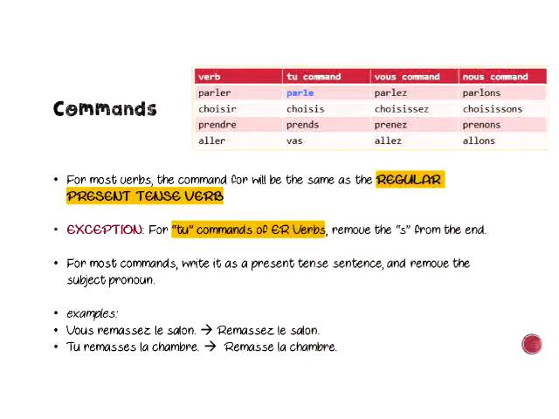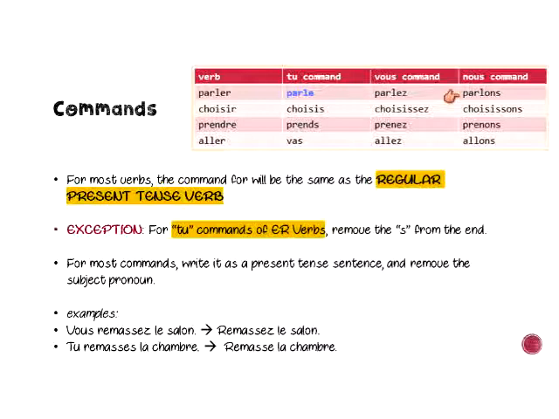All right, moving on to the grammar for this unit, which is commands. So for most verbs, the command form will be the same as the regular present tense form of that verb for that subject. So this is true of regular and irregular verbs, and you can see those examples in this chart here.